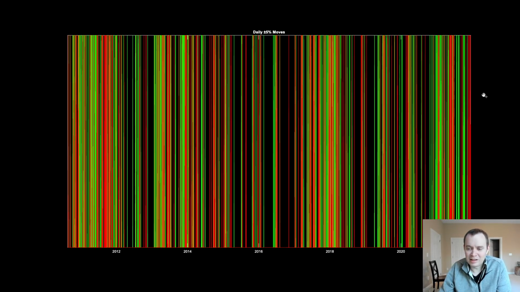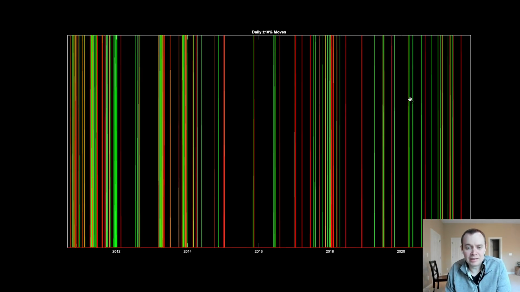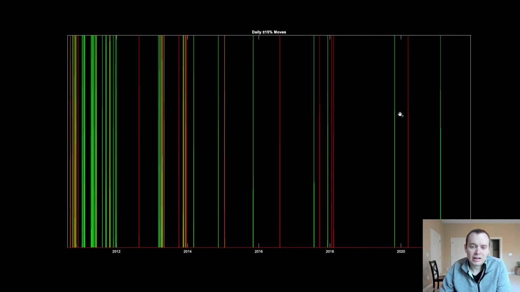And certainly recently there's been a cluster of red. Why? Well, Bitcoin's been in a downtrend for the last 4 or 5 weeks. And you can see this cluster of red over here. But clusters of red do not last forever. Okay, they just simply don't. And you can look at daily 10% moves to the upside and the downside on the same chart. And finally, daily 15% moves to the upside and the downside.